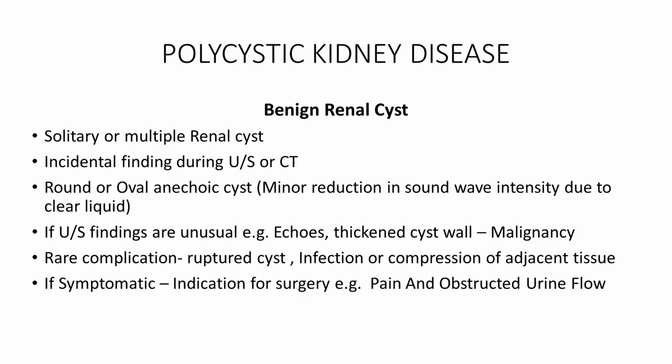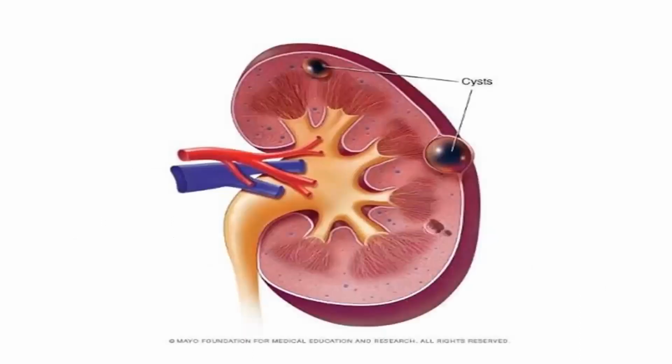If symptomatic, there is an indication for surgery, for example, pain and obstructed urine flow. But most of the time, these are benign. They only cause occasional renal colic and there is no need for any surgical intervention. This is a benign renal cyst with clear fluid in it.